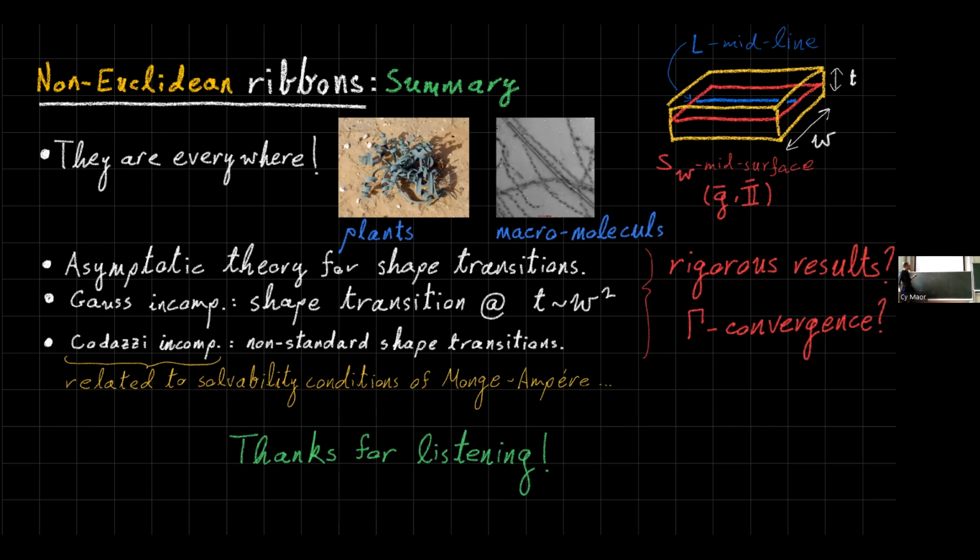And as I said, all of this part is just asymptotic analysis, and an ongoing project is to work out rigorous results, gamma convergence results, and really prove that this shape transition, even in the Gaussian compatibility case, happens, and actually show that, for example, the infimal energy, if you have Gaussian compatibility, goes like t squared if you're wide, than w to the fourth if you are narrow.